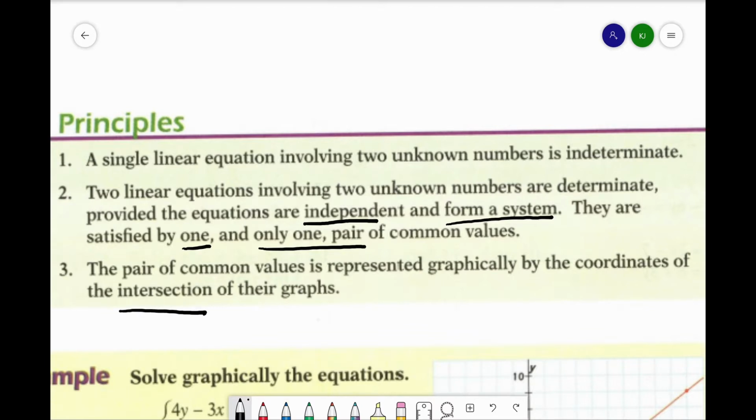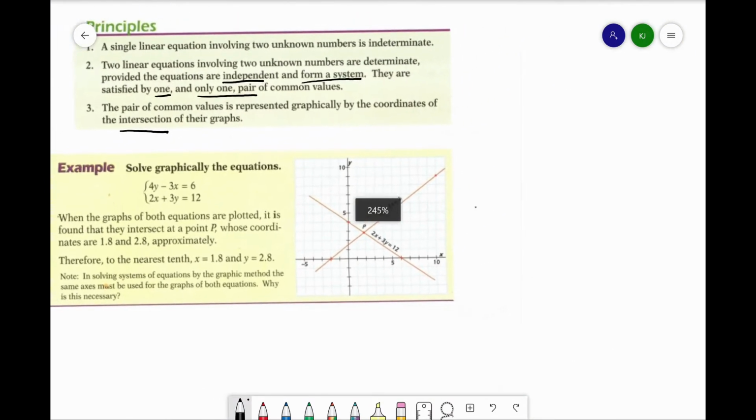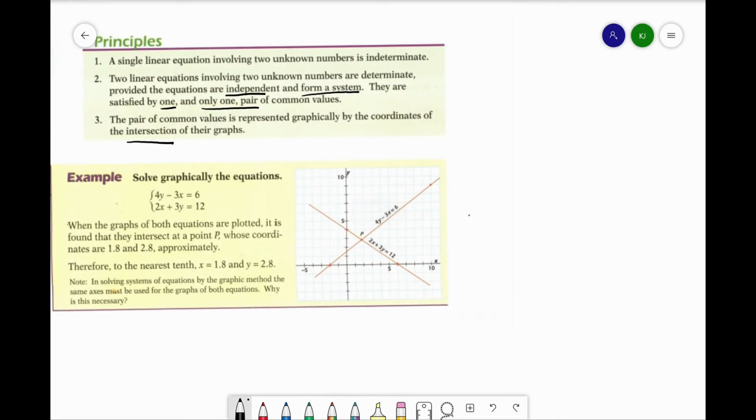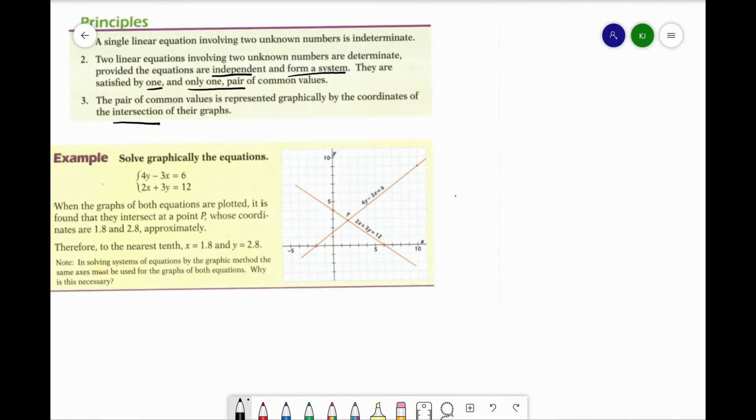So let's take a look at the example they give us here. They want us to solve graphically the equations 4y minus 3x equals 6 and 2x plus 3y equals 12. Well, there isn't really a way to reduce any of these down quite as nicely as we did in yesterday's lesson. So we're going to figure out what x and y would equal if they had certain values.